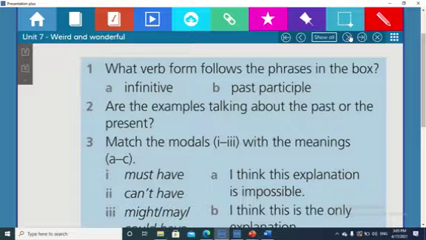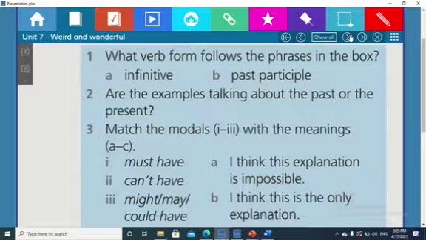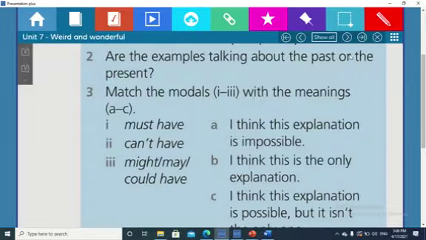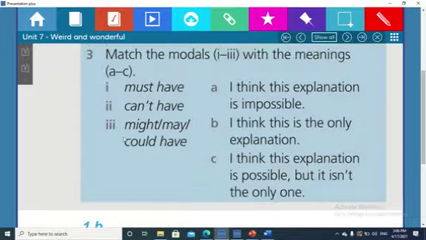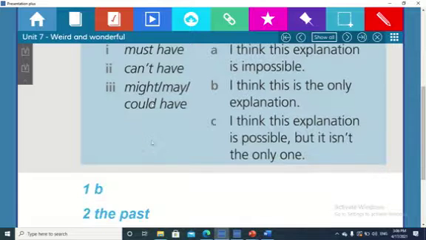When you talk about the present tense or the future, you can use the infinitive. Are the examples talking about the past or the present? Of course, we are talking about the past. Match the modals 1 to 3 with the meanings. So must have, can't have, might, may, and could have. All of these are one group, so we don't have a difference between might, may, and could, at least in your book. So when we use must have, what does that mean? We said that must have means that you are quite certain about something. This is the only possibility. Can't have means again that you are quite certain something is impossible. Might, may, could means you are talking about one possibility, so you're not quite sure.